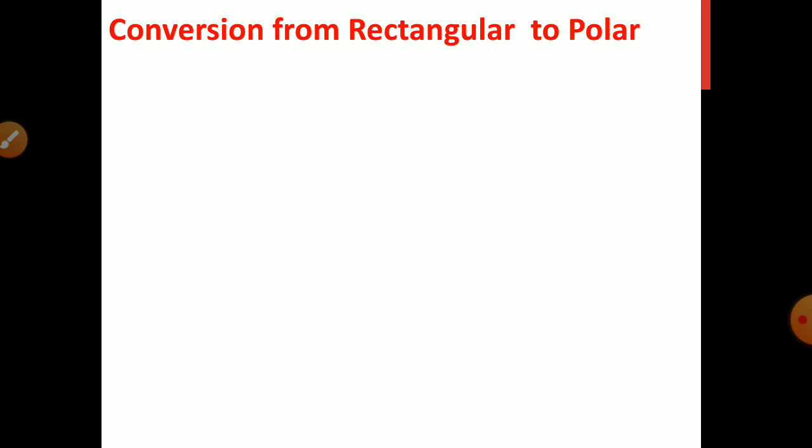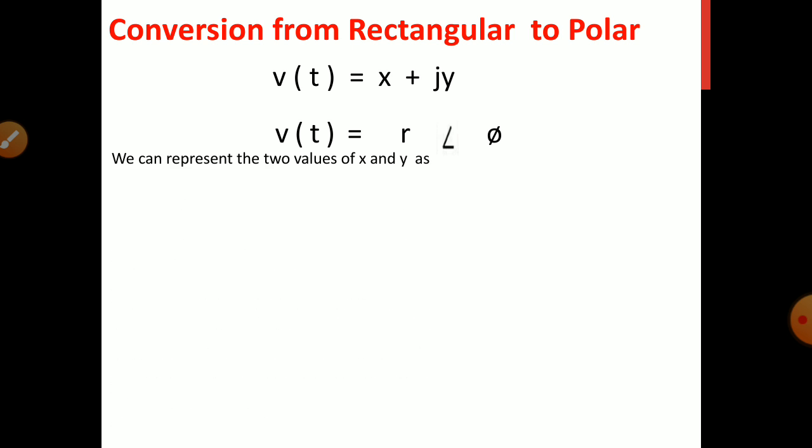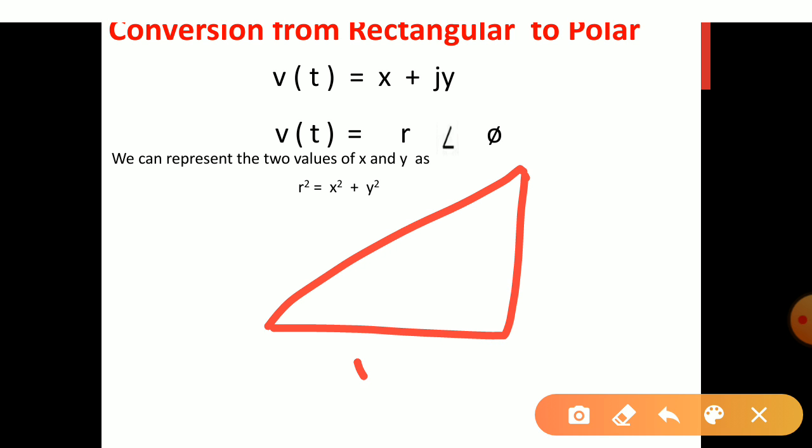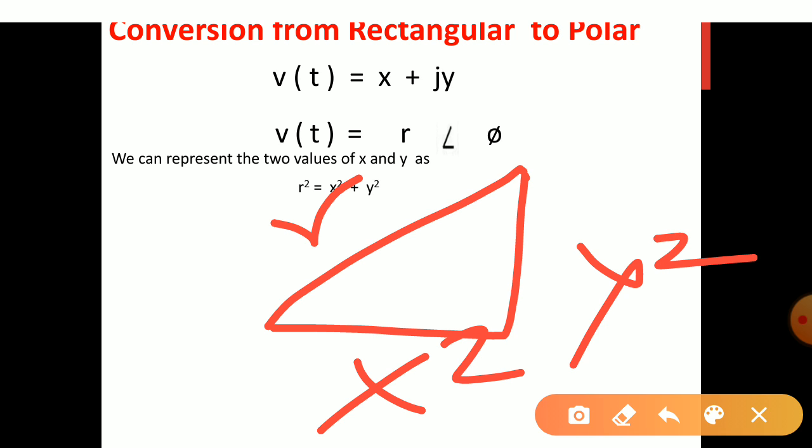Now a similar conversion we could do from rectangular to polar. So you know the rectangular equation, v of t is equal to x plus jy. Now we want to convert it to this format, that is r angle phi. Put these values of x and y. How did we get this value? R square is equal to x square plus y square, by Pythagoras theorem. Yes, this is the triangle, x, y and r. By Pythagoras theorem, x square plus y square is r square.